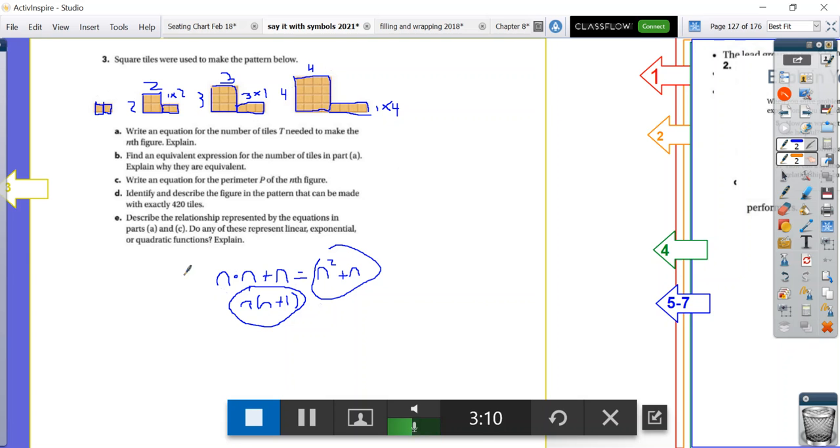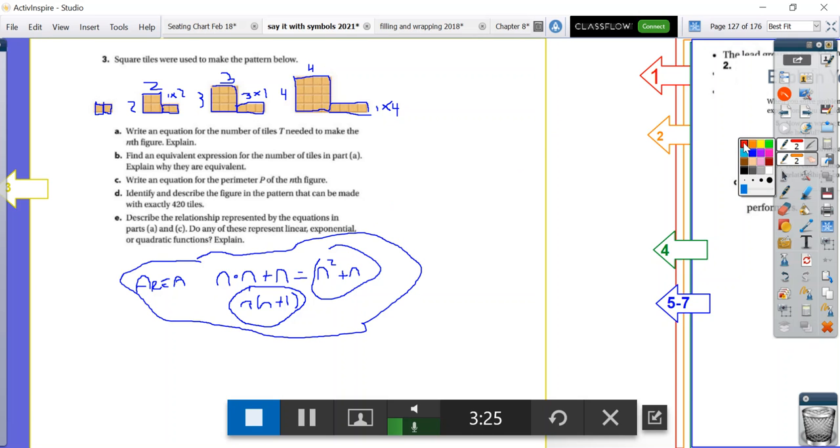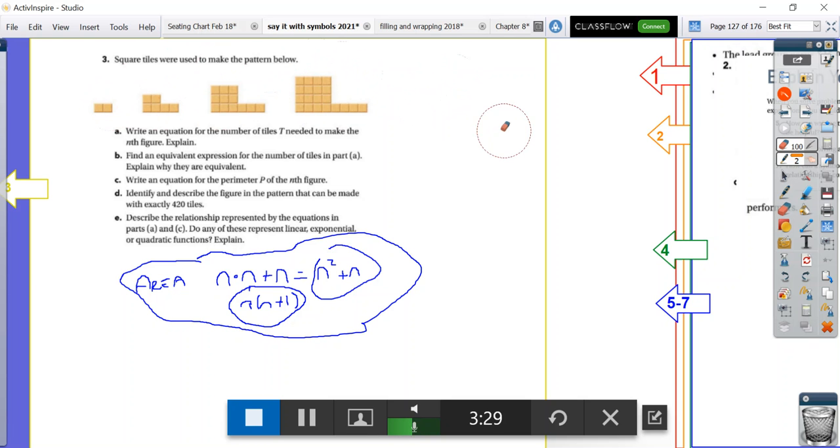All right, so this is area. So now we need to look at the perimeter. And so I'll switch colors. I'm going to go with red. All right. And I'm going to erase my drawings there.